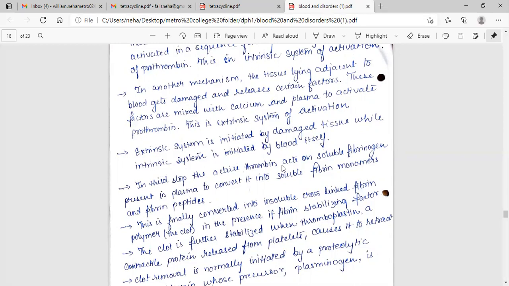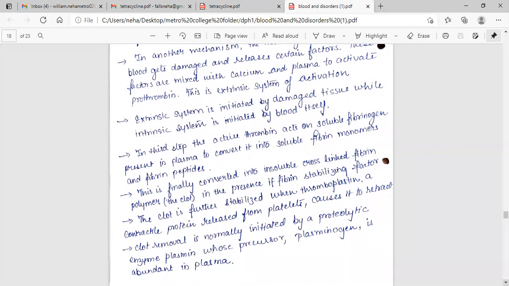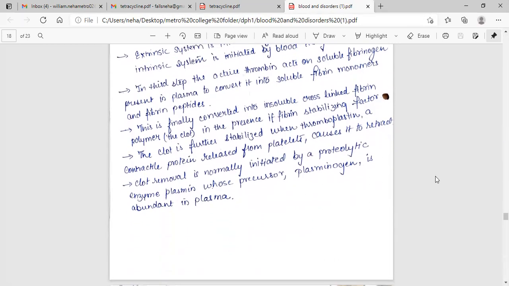In the third step, the active thrombin acts on soluble fibrinogen present in plasma to convert it into soluble fibrin monomers and fibrin peptide. This is finally converted into insoluble cross-linked fibrin polymer in the presence of fibrin stabilizing factor. The clot is further stabilized when thromboplastin, a contractile protein released from platelets, causes it to retract. Clot removal is normally initiated by a proteolytic enzyme plasmin, whose precursor plasminogen is abundant in plasma.